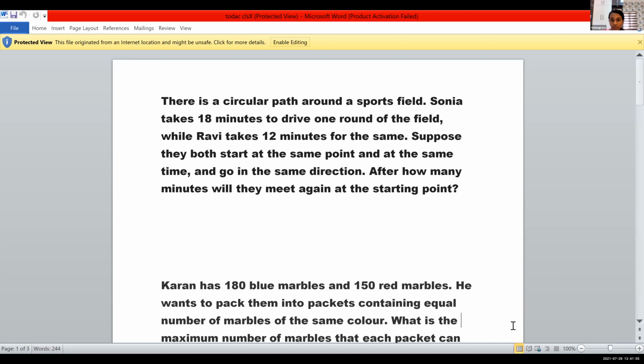Yes, ma'am. There is a circular path around a sports field. Sonia takes 18 minutes to drive one round of the field, while Ravi takes 12 minutes for the same. Suppose they both start at the same point and at the same time and go in the same direction. After how many minutes will they meet at the starting point? Okay. How to do this? Now we should take LCM of 18 and 12. Very good. Why are we taking LCM?